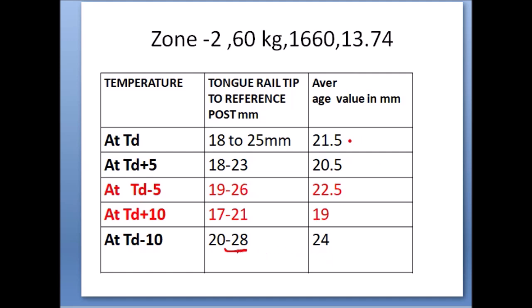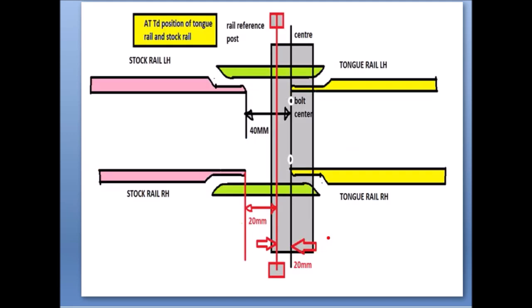And average value, generally what we are doing, we are taking average value, and whatever average you have taken, it was in this range, right? If you take 24, it was in between 20 to 28, so you are adjusting the tongue rail position to 24 mm. So how we are doing, let us see here. Okay, so this is our reference line.